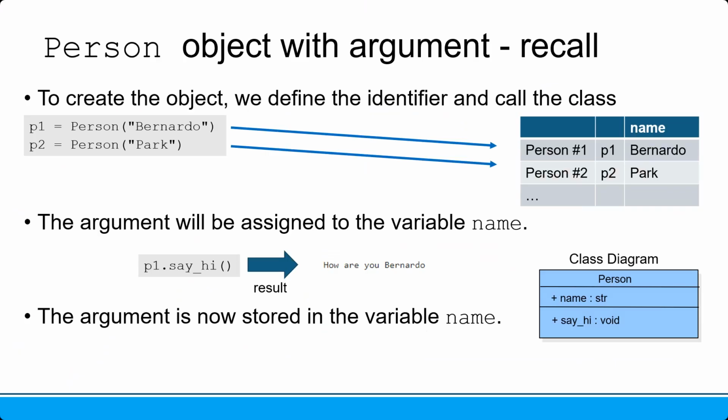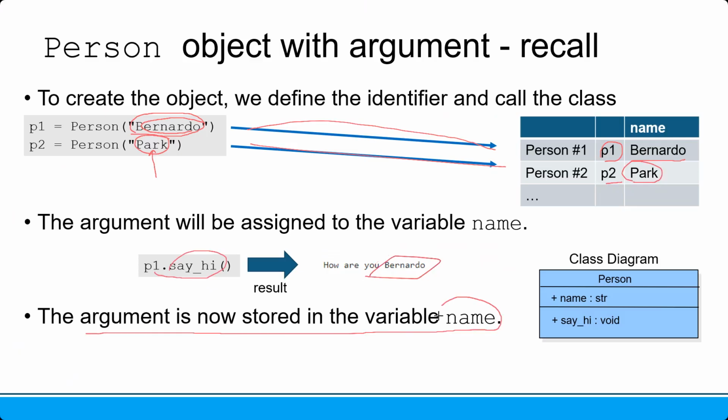Okay, so this is just a recall. When you want to call the person name Bernardo, then you put Bernardo inside the bracket. If you want to call park, then you can put it inside the bracket with double quotes. So the data will be something like this: person one is Bernardo and person two is park. And when we call the say hi, then we can get how are you Bernardo. And the argument is now stored in the variable. So whenever you want to get the name, then you can just call the variable name.